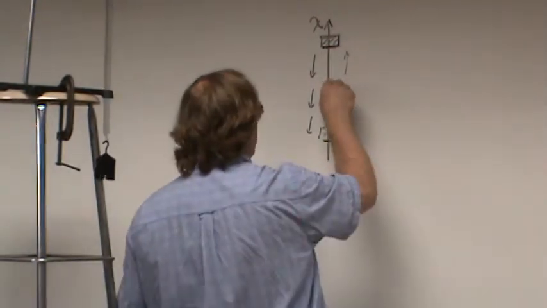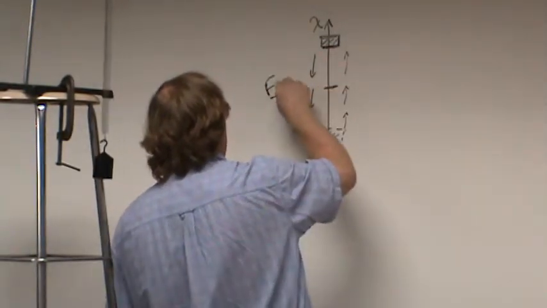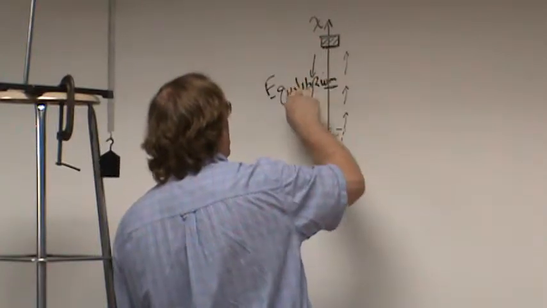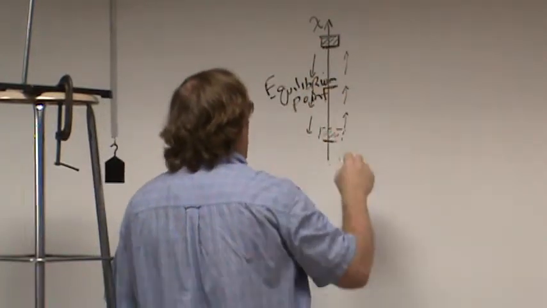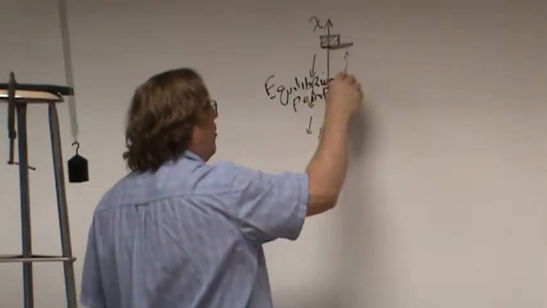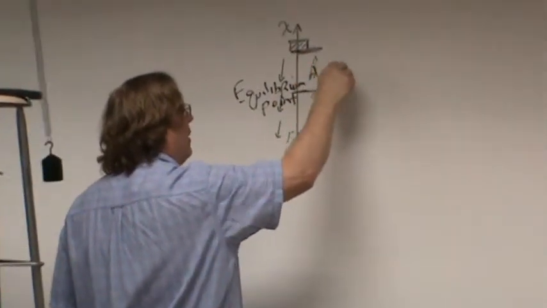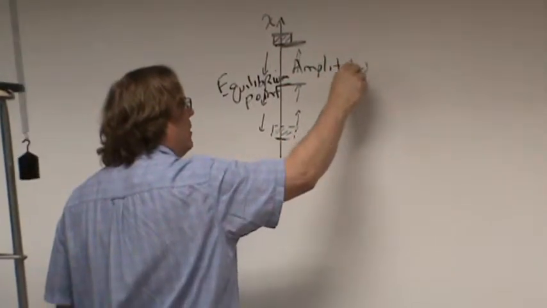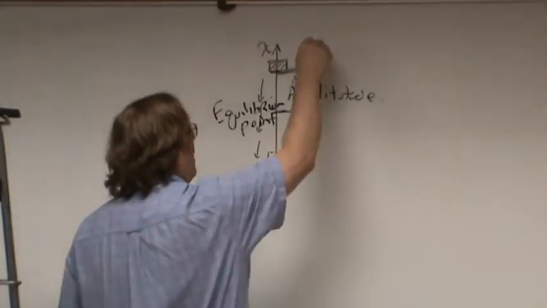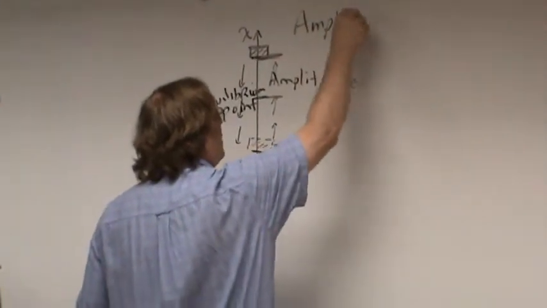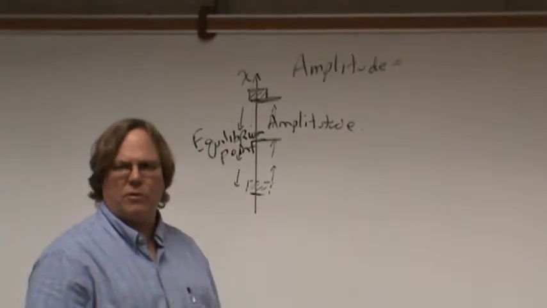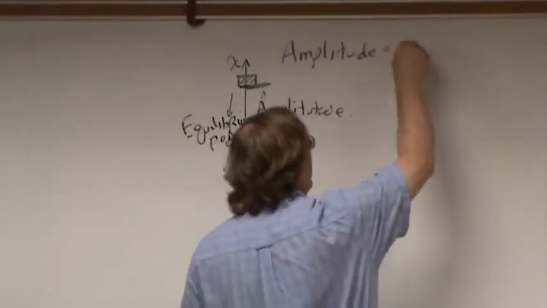That is, here in the middle is the equilibrium point, and your amplitude is going to be measured from the highest point to the equilibrium point. That's your amplitude. And so if I can define amplitude, it is the maximum excursion from equilibrium.